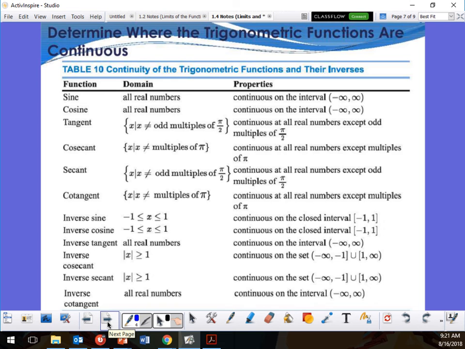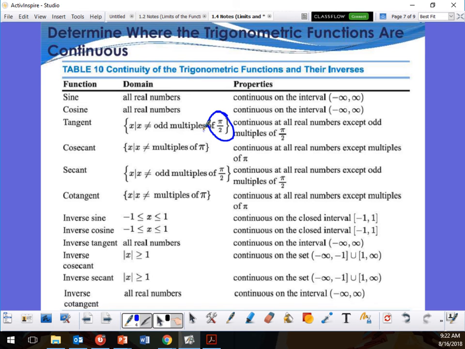Okay, here's a whole bunch of properties that go along with this. Tangent doesn't work at pi over 2. Because if you remember from trigonometry, tangent is sine over cosine. At pi over 2, the sine value is 1 and the cosine is 0. So that's 1 over 0, therefore it's undefined. It's not 0 over 0. And that's odd multiples of this, right?